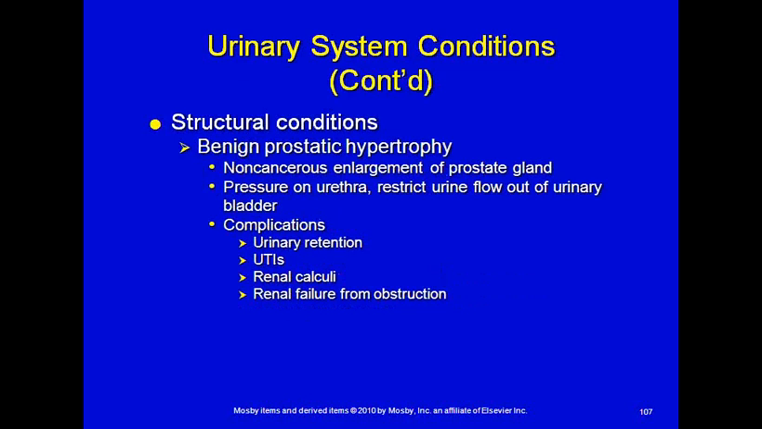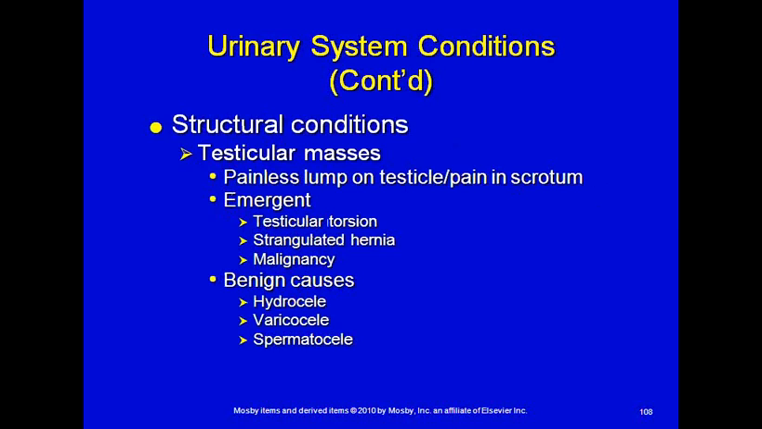Benign prostatic hypertrophy is a non-cancerous enlargement of the prostate gland, puts pressure on the urethra, restricts the flow of urine, and some complications, of course, would include urinary retention, frequent urinary tract infections, the development of renal colic, and the obstruction would lead to a backup of urine, which could lead to renal failure.